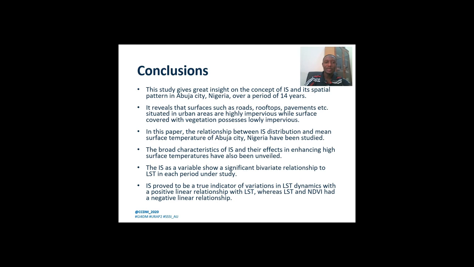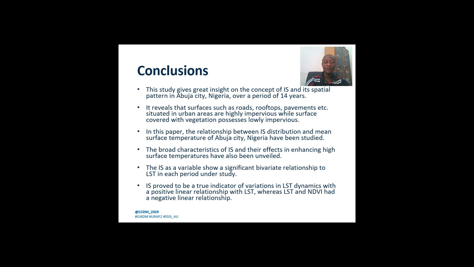This study gives great insight on the concept of impervious surface and its spatial pattern in Abuja City, Nigeria, over a period of 14 years. It reveals that surfaces such as roads, rooftops, pavements situated in urban areas are highly impervious, while surface covered with vegetation possesses low imperviousness. In this paper, the relationship between impervious surface distribution and mean surface temperature of Abuja City, Nigeria, have been studied. The broad characteristics of impervious surface and their effects in enhancing high surface temperature have also been unveiled.